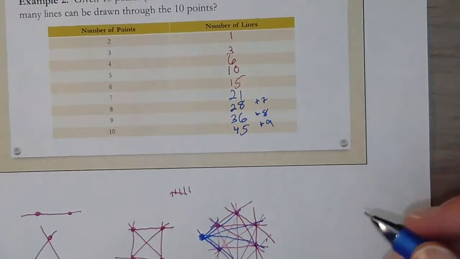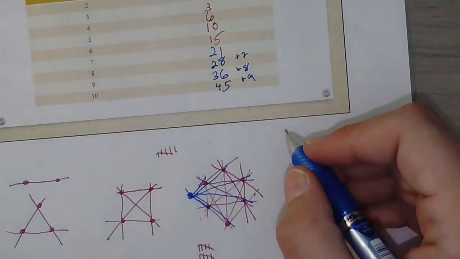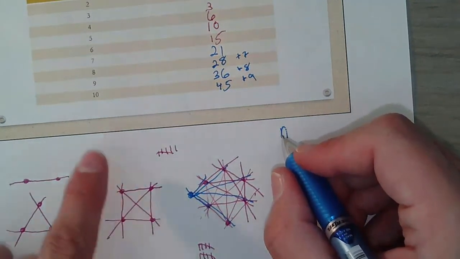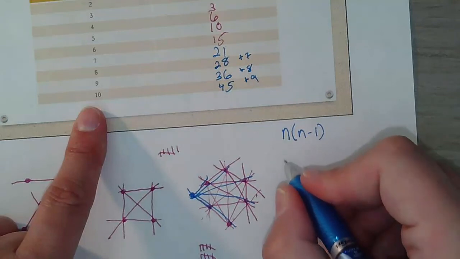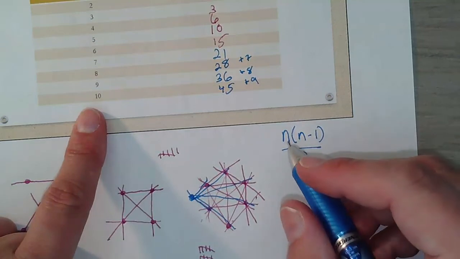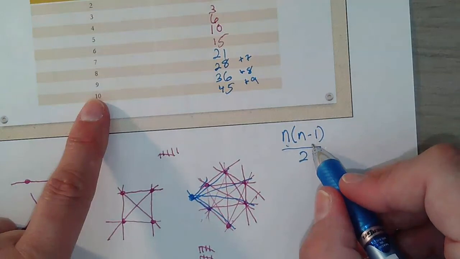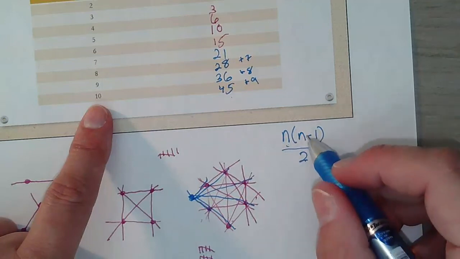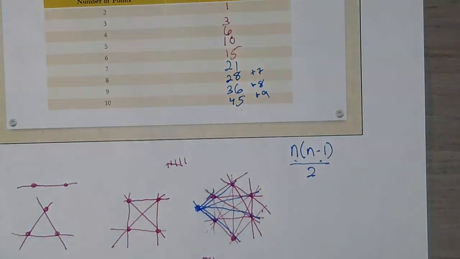Well, doing so, this gives me a sequence series type of situation, and I get a formula that says I take the number that I'm on, so like 10, times n minus 1, so the 9, and I divide that by 2. So if you think about that, 10 times 9 would give me 90, divided by 2 would give me the 45. And this is the formula of how many lines you can create with the number of points that you have.